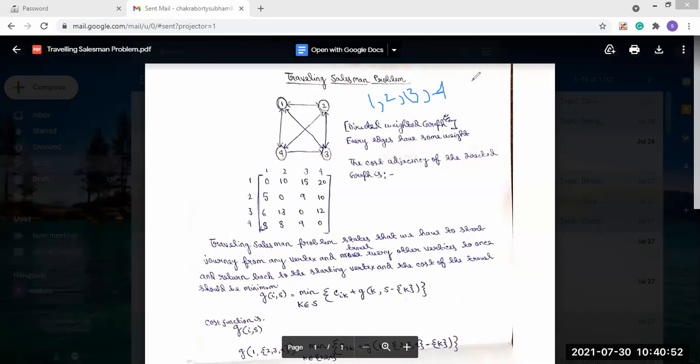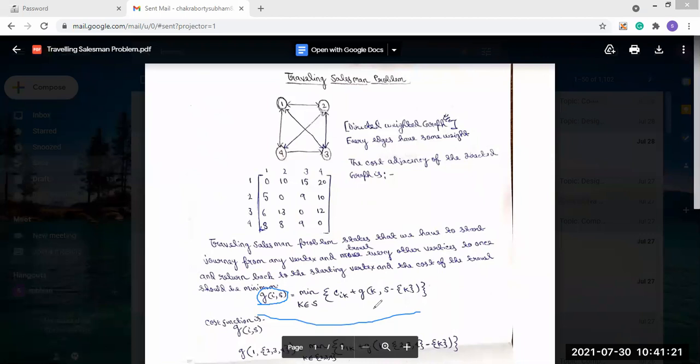Now the general formula of the traveling salesman problem is this: G of (I, S) equals the minimum over K belonging to S of C of I K plus G of (K, S minus K). Now, what is this formula? G of I, S.